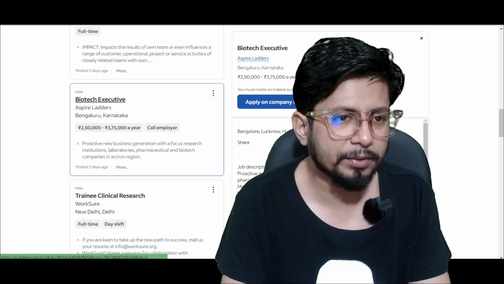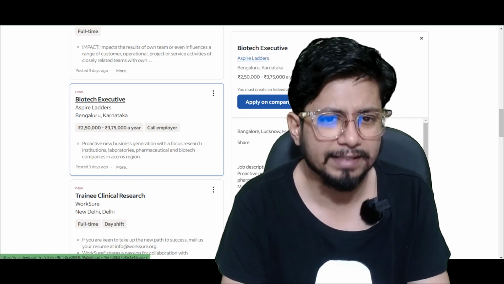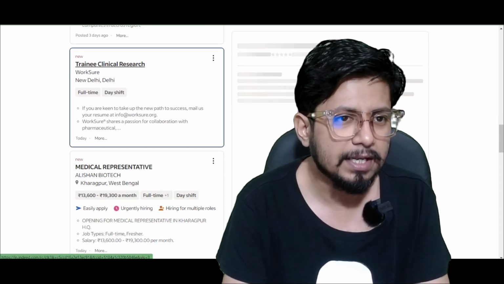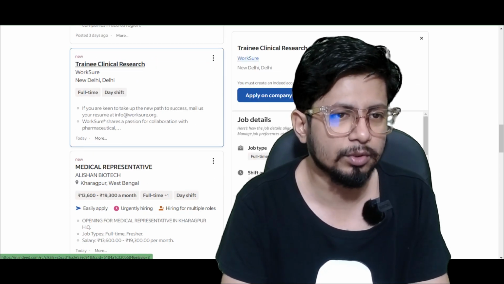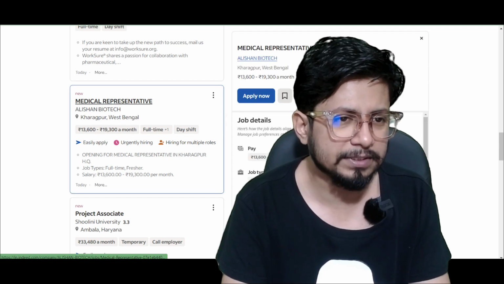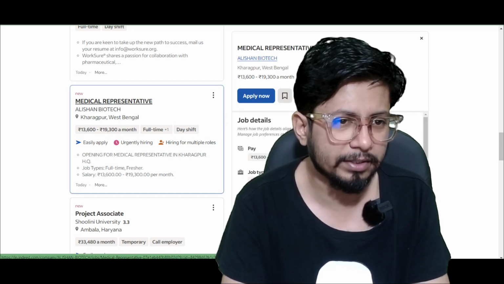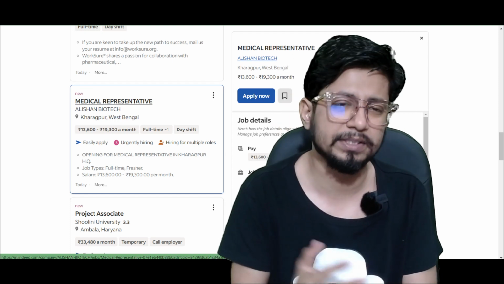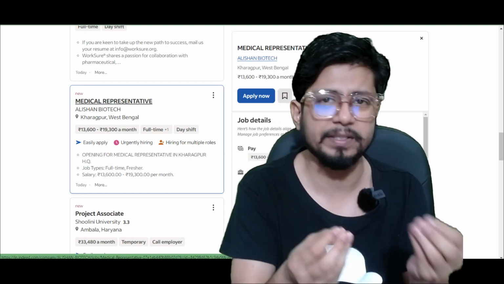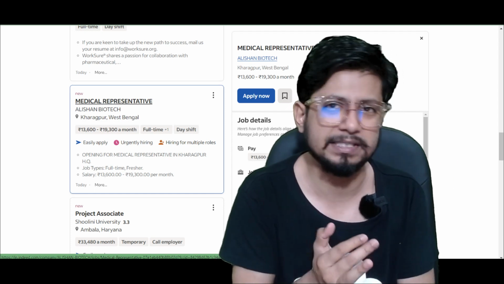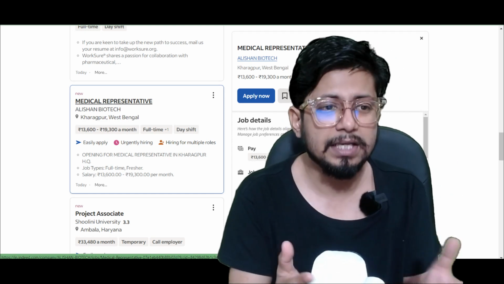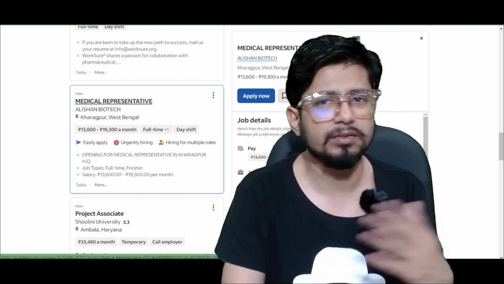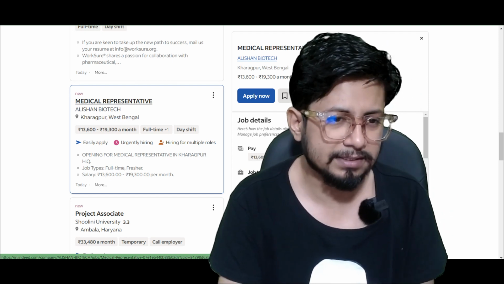Then we have biotech executive in Aspire Ladders, Bangalore. I think Aspire Ladders would be something related to a consultancy, so contact that. Trainee clinical research needed in WorkSure, New Delhi. Medical representative required in Alishan Biotech in Kharagpur, West Bengal. Most of the time you're going to get a job related to medical representative, even after doing everything. This is basically a sales job. You don't need any MSc in your subject to do that, but still this is something you can get, and the salary is 13,600 to 19,300 a month, so near about 14-15,000 you'll get as a salary.